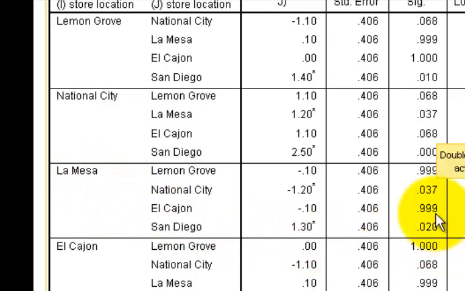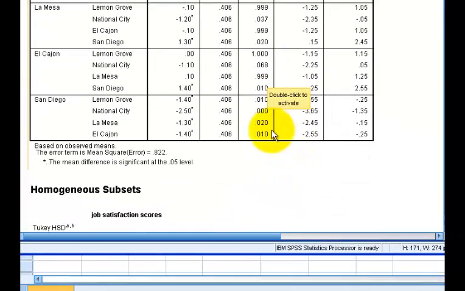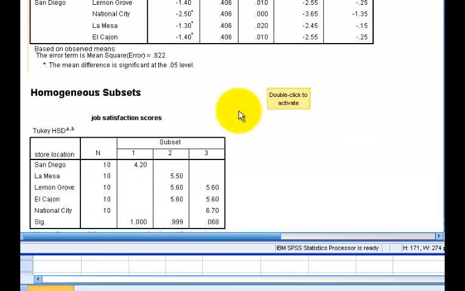You see, I'm just going down to the significant values here. And then they should start repeating themselves, okay? Like here is El Cajon and San Diego. Up here is El Cajon and San Diego. They're just in different orders. But yeah, there's a lot of significant differences between a lot of these stores. So, and that's about it.